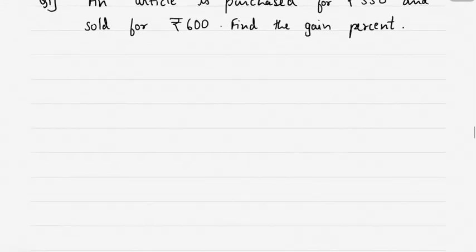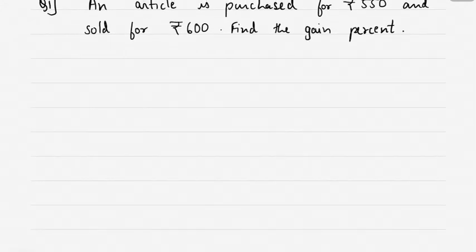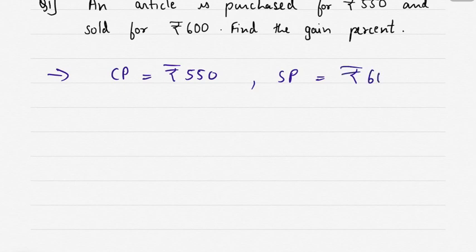Let's see the first question. An article is purchased for rupees 550 and sold for rupees 600. Find the gain percent. So the article is purchased for 550, that means cost price is equal to rupees 550, and selling price is equal to rupees 600. Selling price is more than cost price, correct? So that means there is a profit. So how much is the profit? Profit is equal to selling price minus cost price.